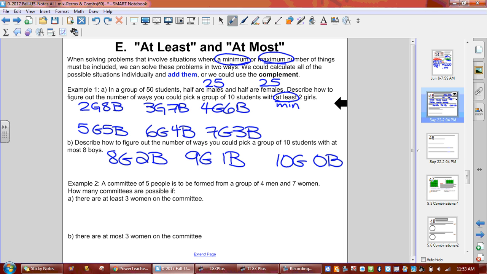Okay? Now, what is the easier way to do it? The easier way to do it, since there's so many of them, is find out what it would be if they only had 0 girls or 1 girl. Because here they're saying minimum 2, well, that's 2, 3, 4, 5, 6, 7, 8, 9, 10. But it's easier to solve, well, what would it be for 0 girls? What would it be for 1 girl? We add those together, which would be the complement, and we subtract it from the total. Okay? So, again, like I said, you could use all of those, add them together once you're done, or use the complement. I'm going to use the complement here.